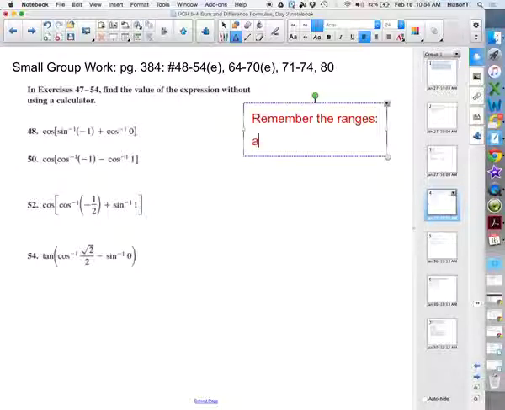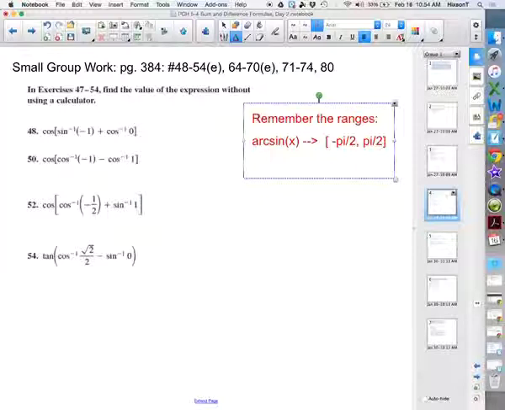The range of the inverse sine was what? What's the range of our inverse sine? Remember, we had to limit the domain. Yeah, there we go. We had to limit the domain of the original function, sine, so we had an inverse function. So it's negative pi over 2 to pi over 2. Okay? Does this ring a bell? You remember this?